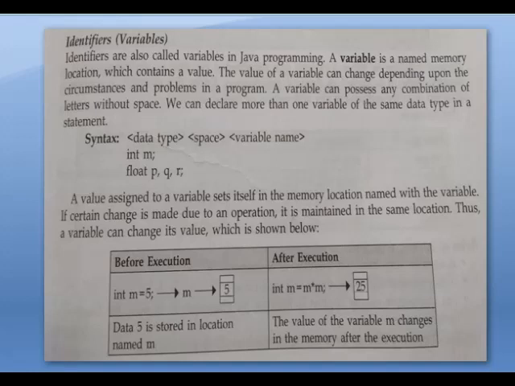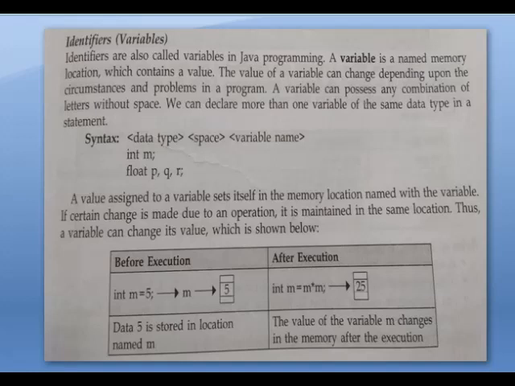The variables are otherwise called as identifiers. The other name of variables is identifiers. So what is a variable? Variable is a named memory location that is used to store some values, which contains a value. So identifiers are also called as variables in Java programming. A variable is a named memory location which contains a value.